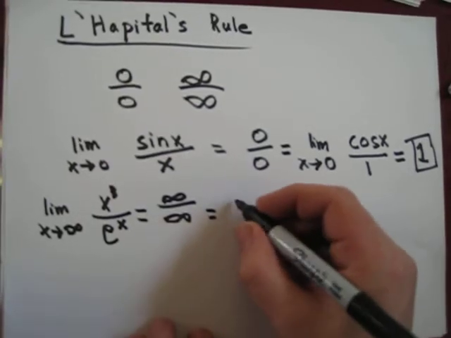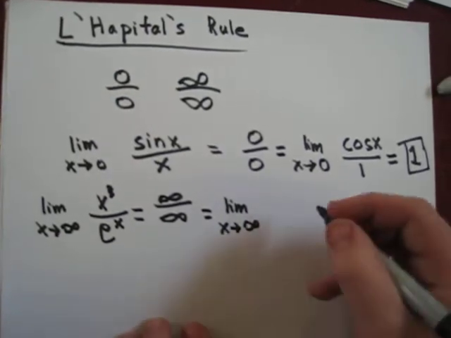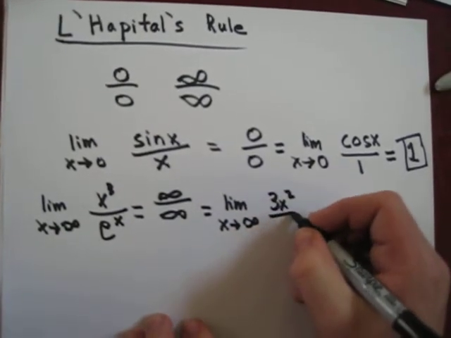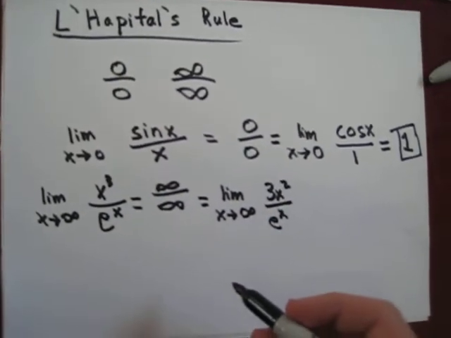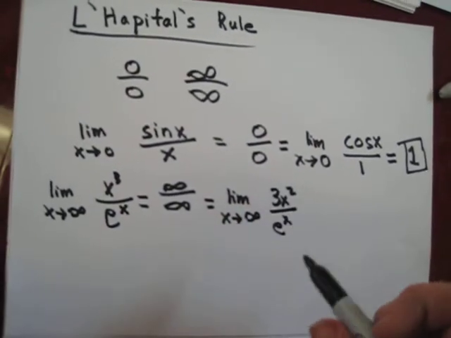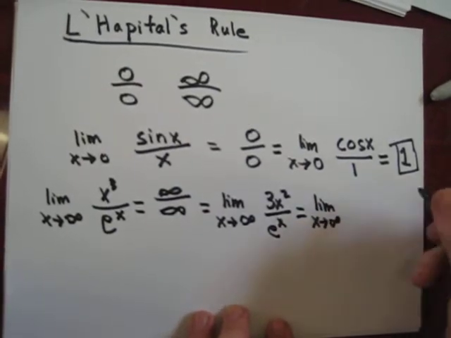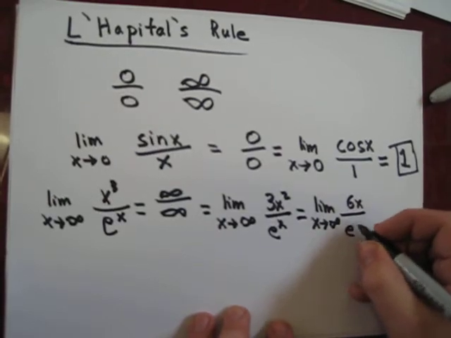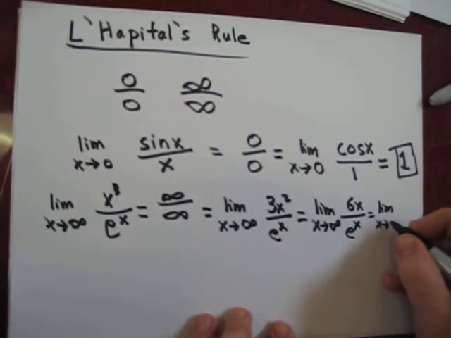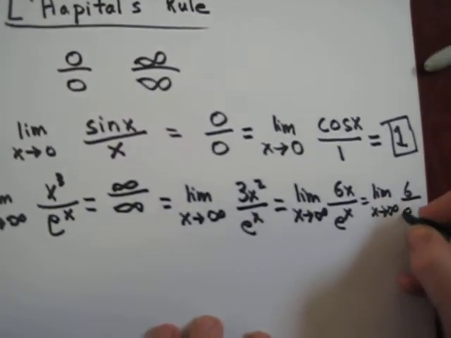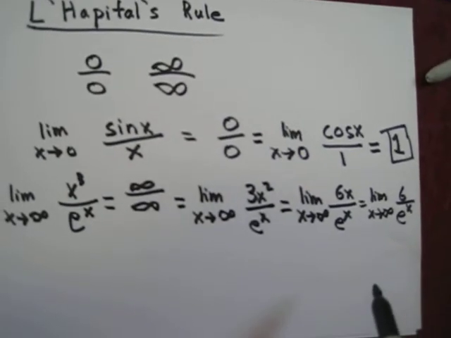So this is going to equal the limit of the derivatives, 3x squared over e to the x. Now you can probably figure out that it's going to be 0, because the e to the x will stay the same and the numerator will diminish, as shown here. And that's going to equal 0 because we have infinity on the bottom and a constant on top.